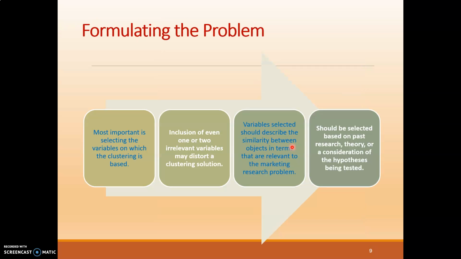First we see formulating the problem. Most important is selecting the variables on which clustering is based. Inclusion of even one or two irrelevant variables may distort a clustering solution. The variables selected should describe the similarity between objects in terms that are relevant to the marketing research problem. Mostly clustering is used for marketing research problems, so the marketing data analysis variables should be selected based on past research, theory or consideration of the hypothesis being tested.